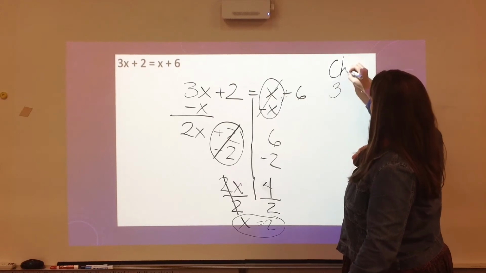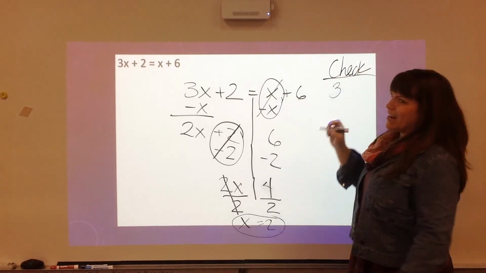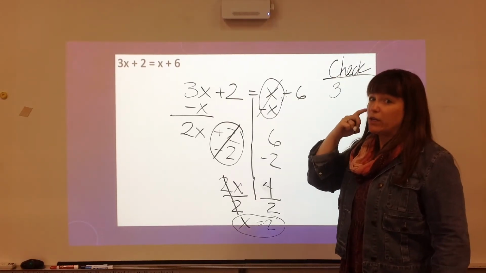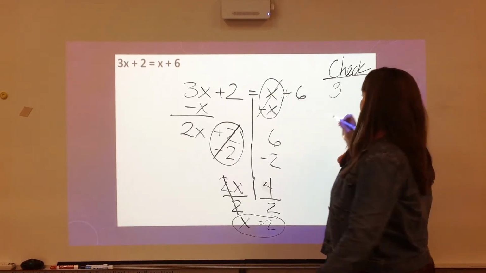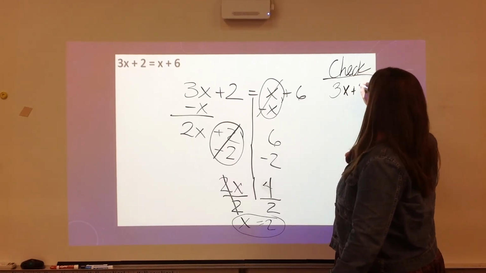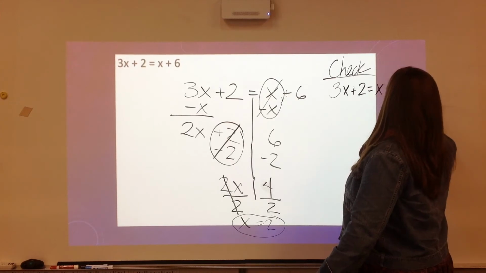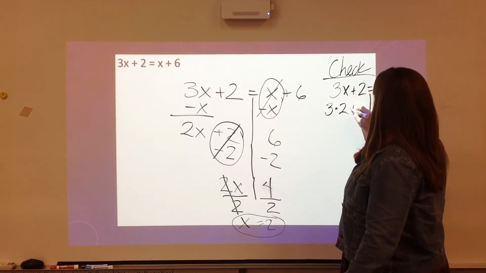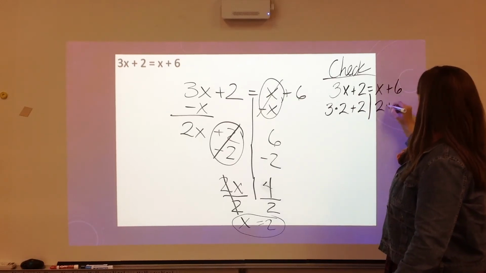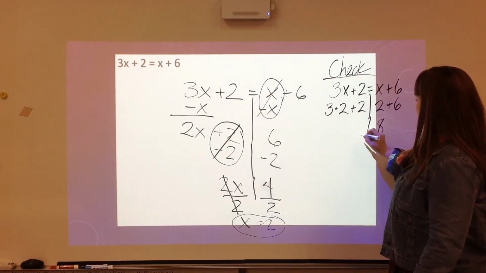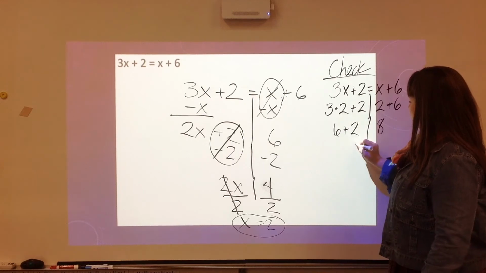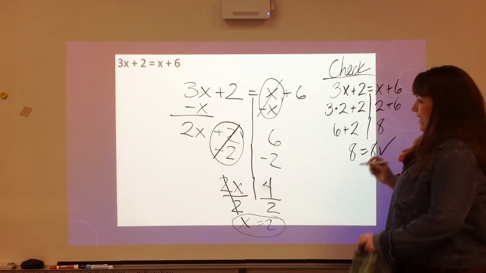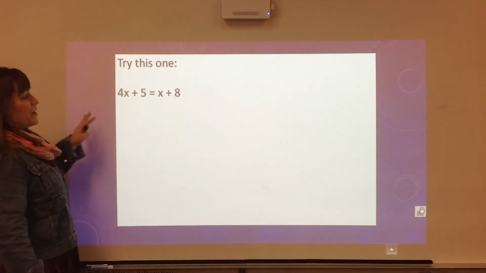Here's my check. I forgot to do the check on the first one. Oops. You can go back and do that. I forgot. 3x plus 2 equals x plus 6. When we pluck and plop, 3 times 2 plus 2, and 2 plus 6. So we have an 8 over here, and we have a 6 plus 2, and 8 equals 8. Yay.